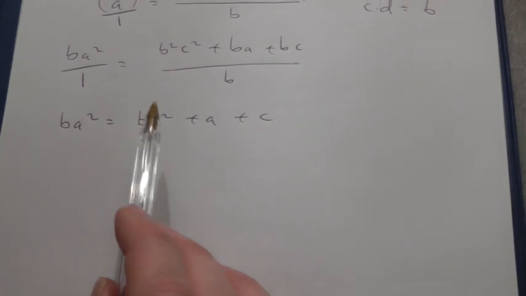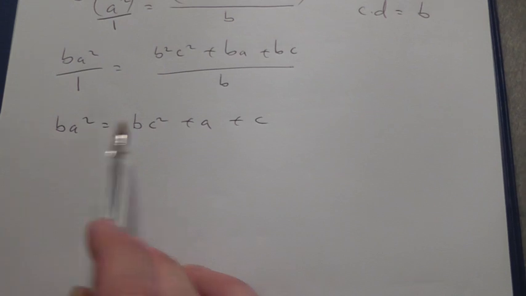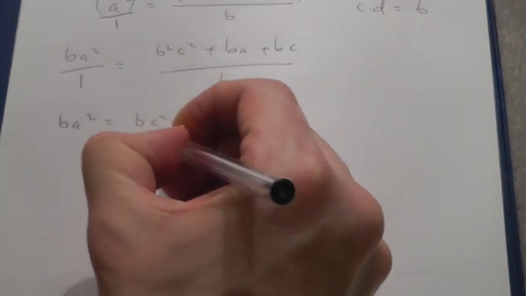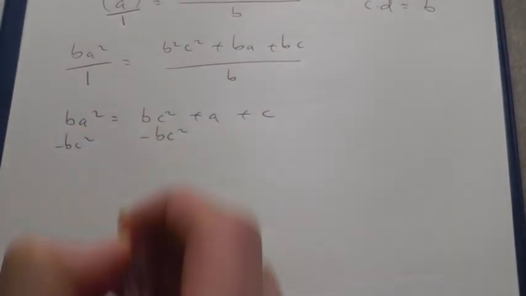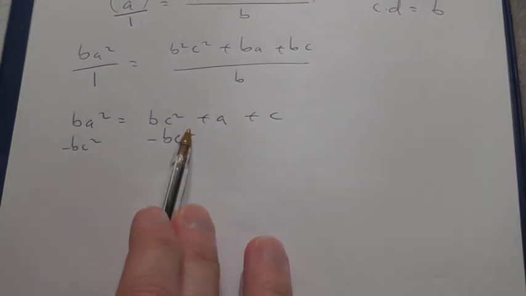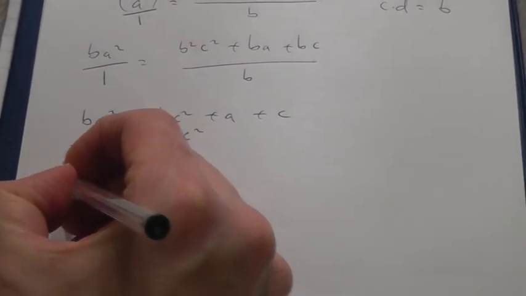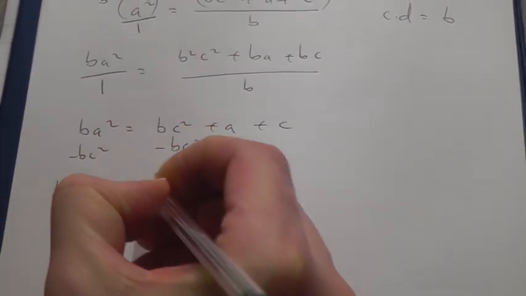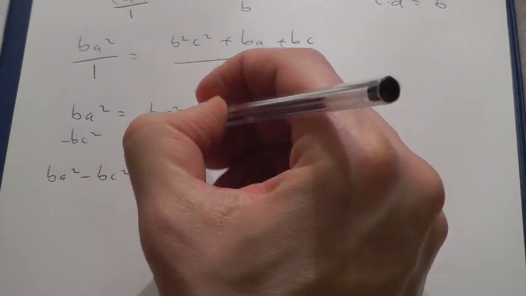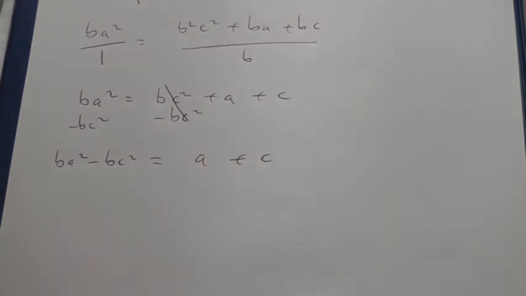My next move now is I would like the b's on the same side of the equal sign, or the equation. So what I will do is I will subtract bc squared from both sides. And when observing equations in algebra, whatever you do to one side of the equation, you must do to the other. Therefore, I've subtracted bc squared from both sides. So we now have ba squared minus bc squared. bc squared, take away that, is just 0, so it's gone, is equal to a plus c.